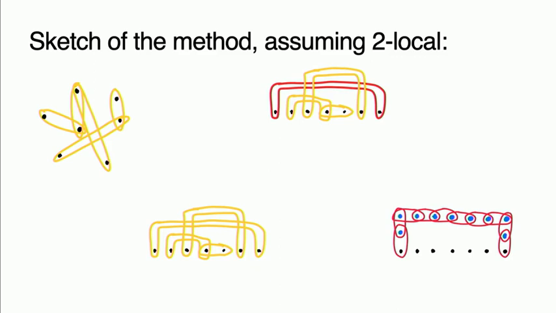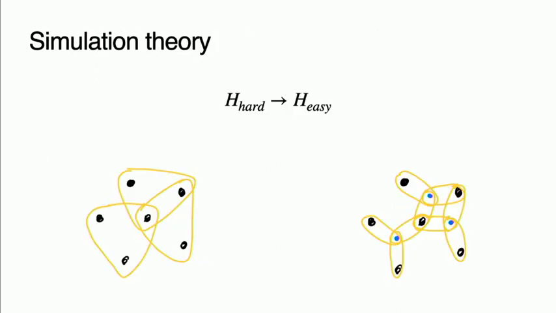Here, those are the blue dots, and then a bunch of local interactions between those ancillary qubits in a way that those interactions combined simulate this original interaction. How do I do that?